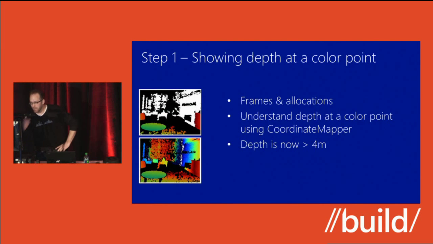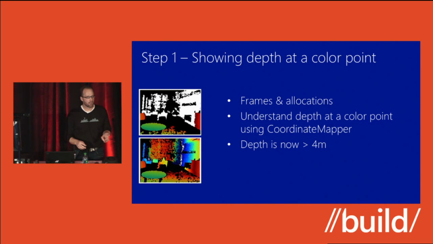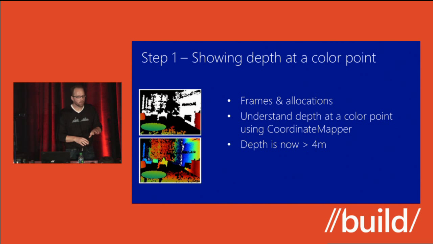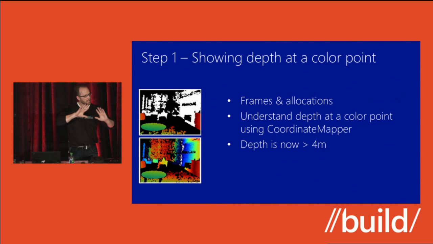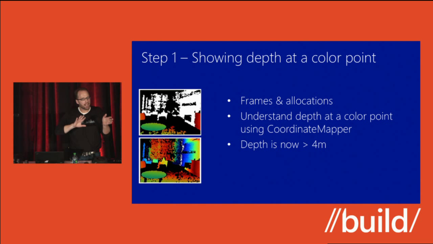So what we just saw is we were able to show depth at a color point. We learned a little bit about frames and allocations. And we were able to use Coordinate Mapper to change between the color space and the depth space. One of the important things to understand, and I'll show you this in a moment, is that depth is greater than 4 meters. In earlier versions, we clamped at 4 meters, and you're able to see to 10 meters and beyond with a little more noise.